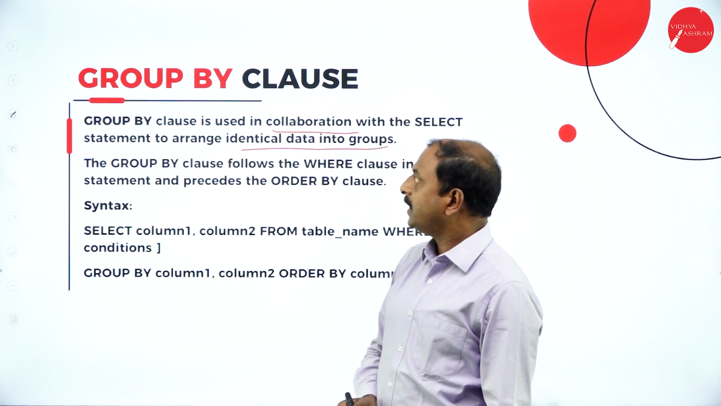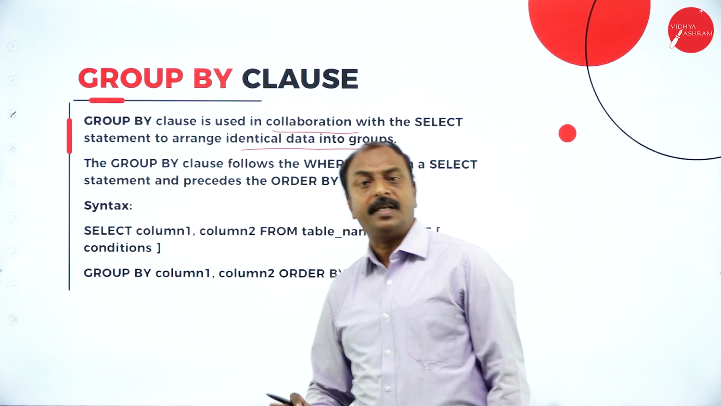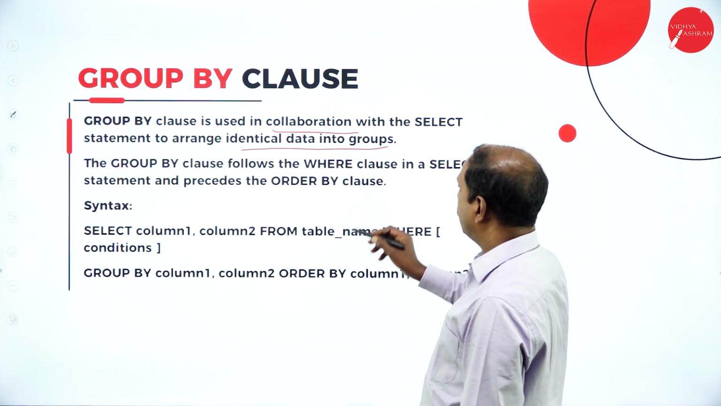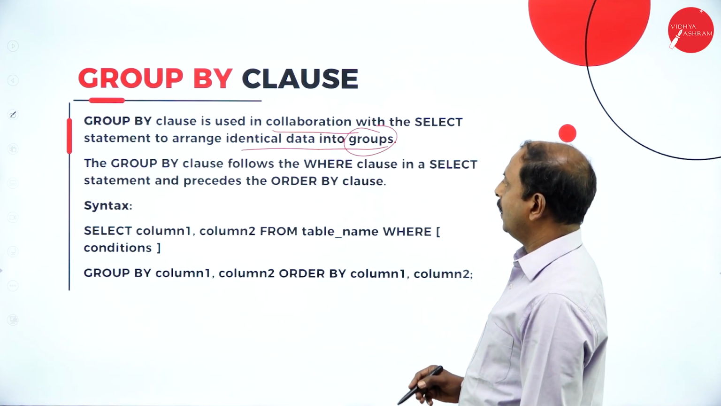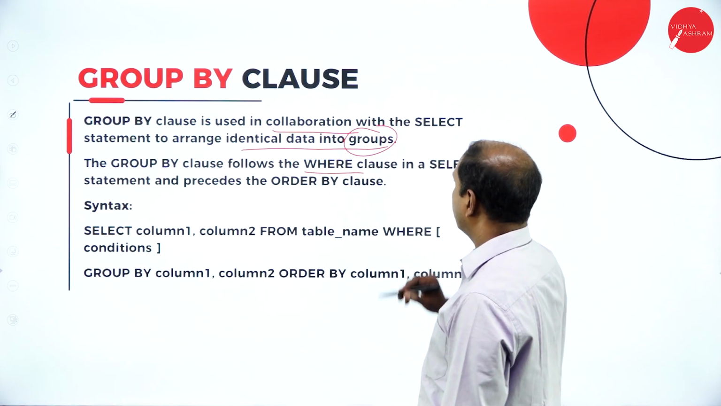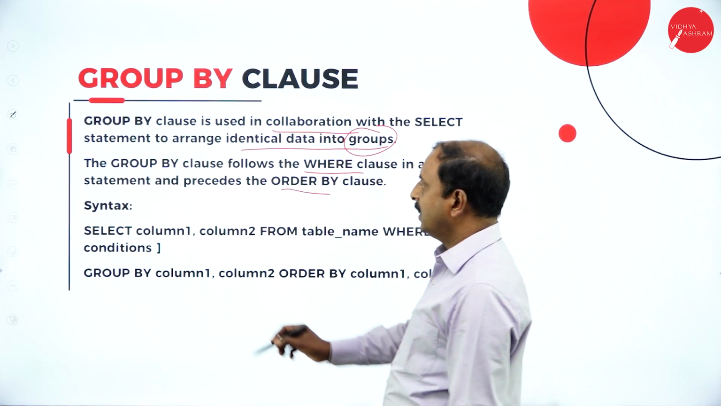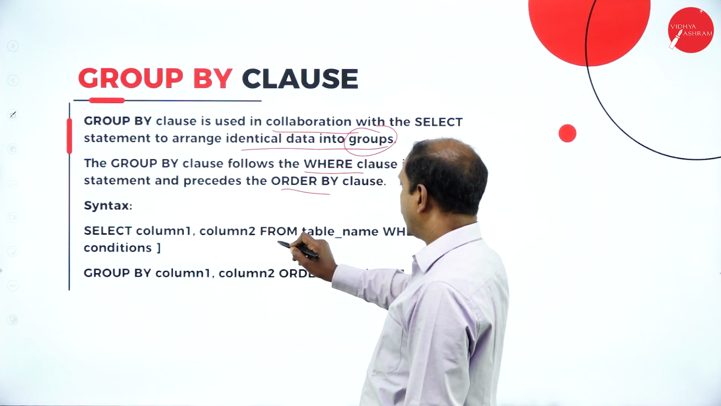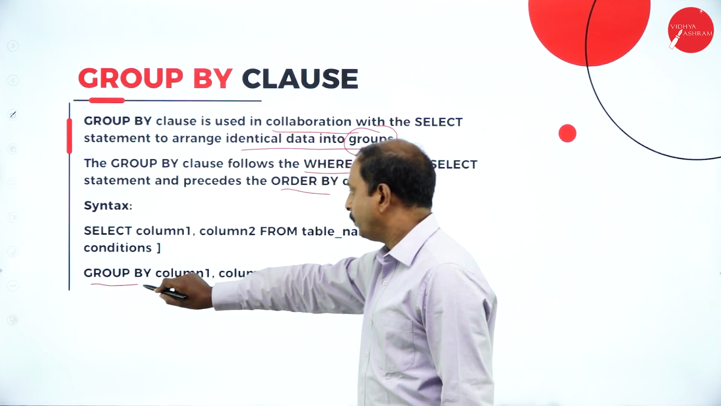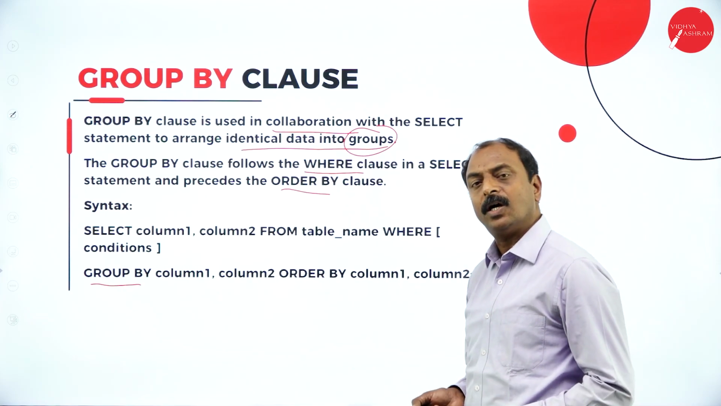So order by clause, what you have seen in the previous slide, gives the entire table individually. But this group by clause is used to retrieve the data in groups. Now it follows the where clause, and again here we are using the where clause along with order by clause. Now let us see the syntax of this. Select column 1, column 2 from table name where the condition. Group by, now we are using group by column 1 and column 2, order by column 1 and column 2.